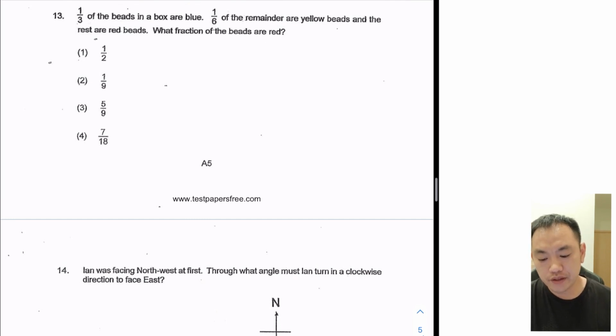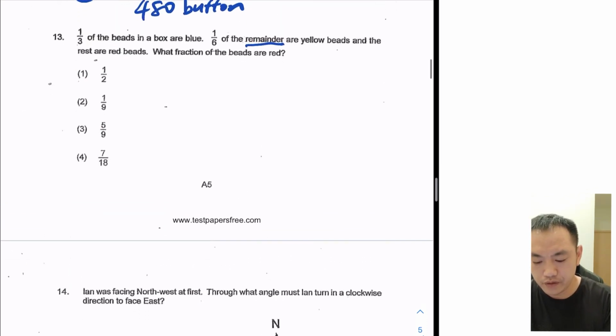1/3 of the beads in a box are blue. 1/6 of the remainder. Be careful, this is always a very key word. 1/6 of the remainder are yellow beads, and the rest are red beads. What fraction of the beads are red? Let's draw a diagram for this.